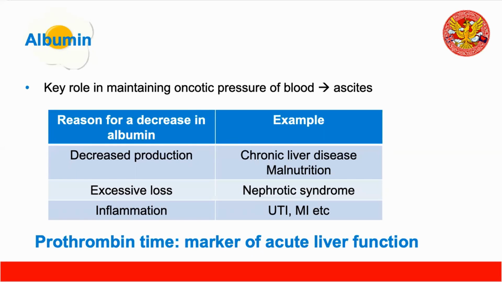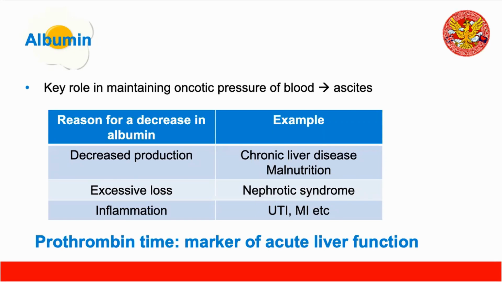So albumin is a protein, and it has a key role in maintaining the oncotic pressure of the blood. And so when it's low in levels, it can cause ascites, which is seen in decompensated liver disease. Some of the reasons for decrease in albumin can, number one, be decreased production. So in chronic liver disease, as the liver is responsible for synthesizing albumin, if it's not functioning very well, you're going to have low levels. Albumin is a good marker of chronic liver function as a result of this.